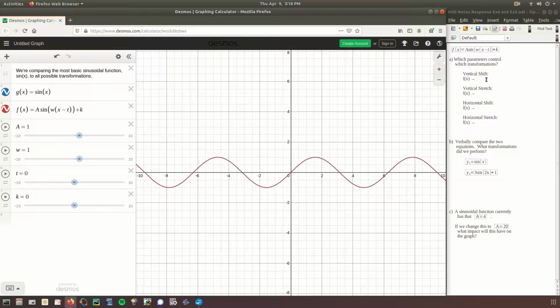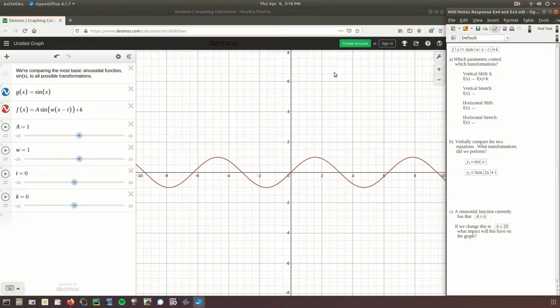I know that shifts are going to add or subtract amounts to our final output. So it looks like this k term is what's going to be adding and subtracting things here. In general, we write our vertical shifts as shifting things up or down by k units. So this vertical shift term will be k.